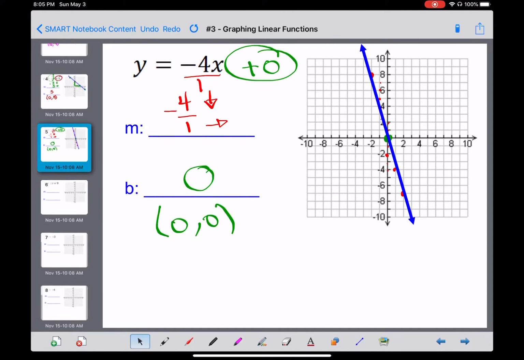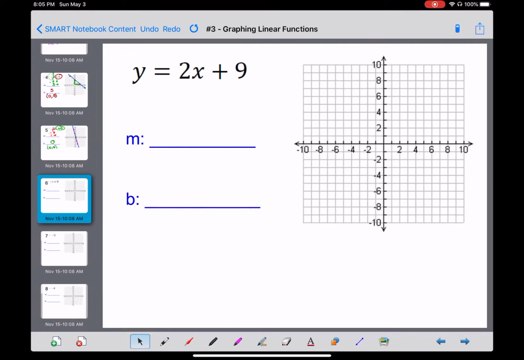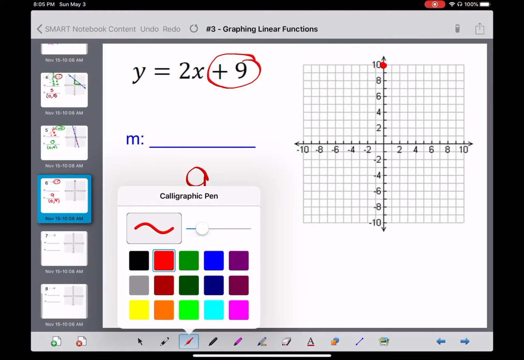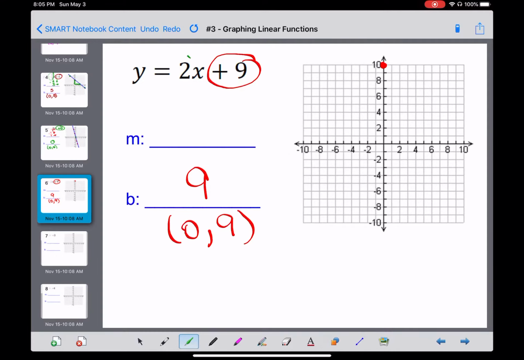Now, I have y equals 2x plus 9. So same as before. 9 would be my y-intercept, so it would be (0, 9). I plot my point. Identify my slope, which in this case is 2. But remember, I need to put a 1 underneath. So it's 2 over 1. That means I need to go up 2 and 1 to the right.